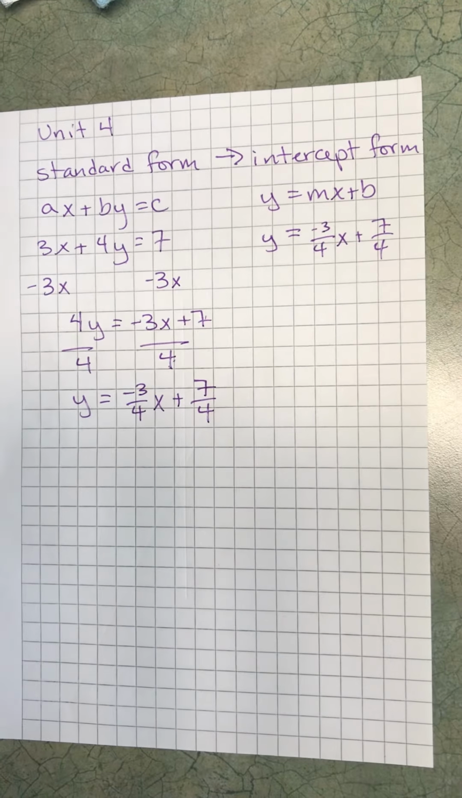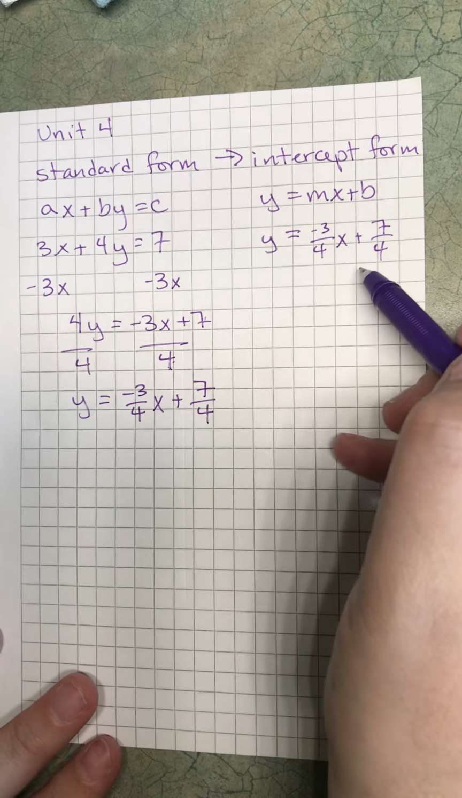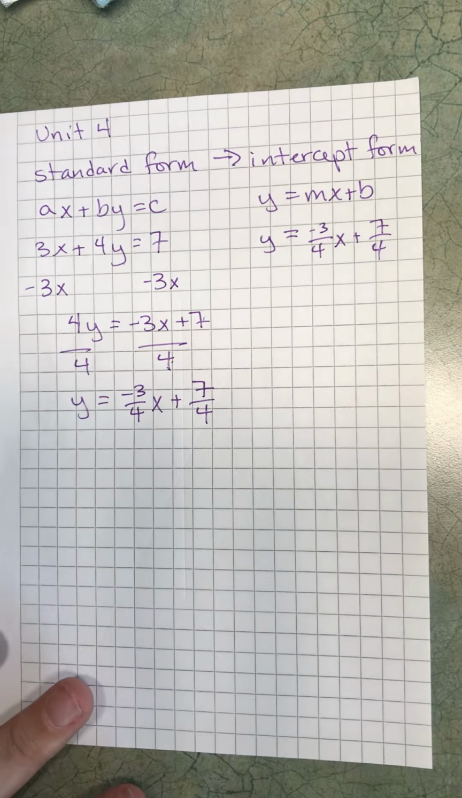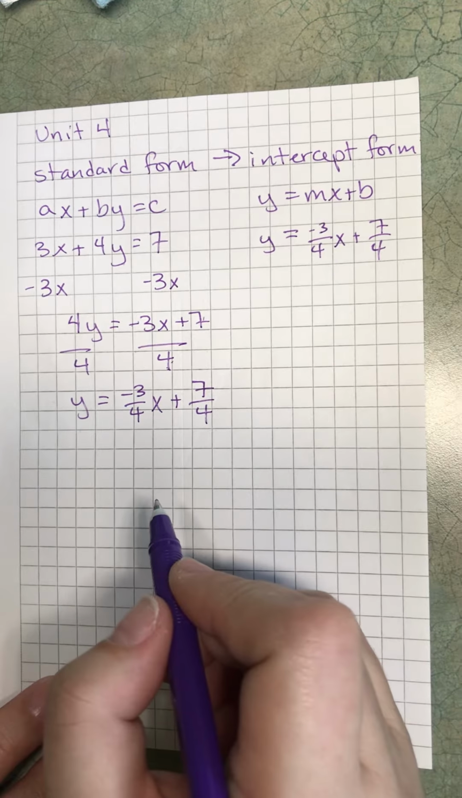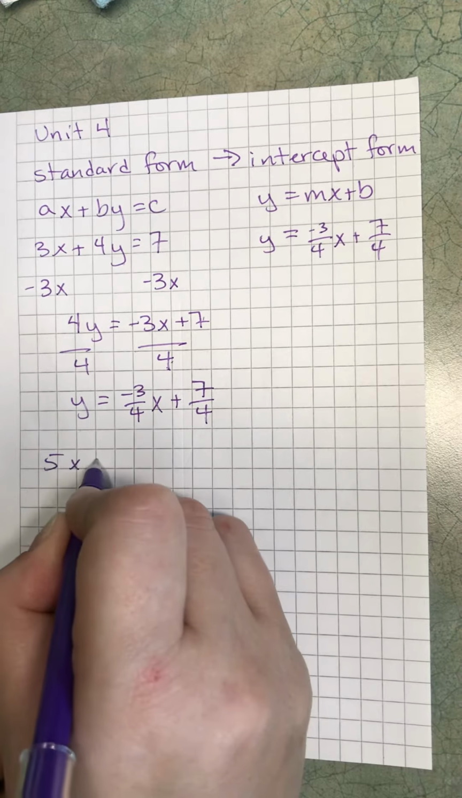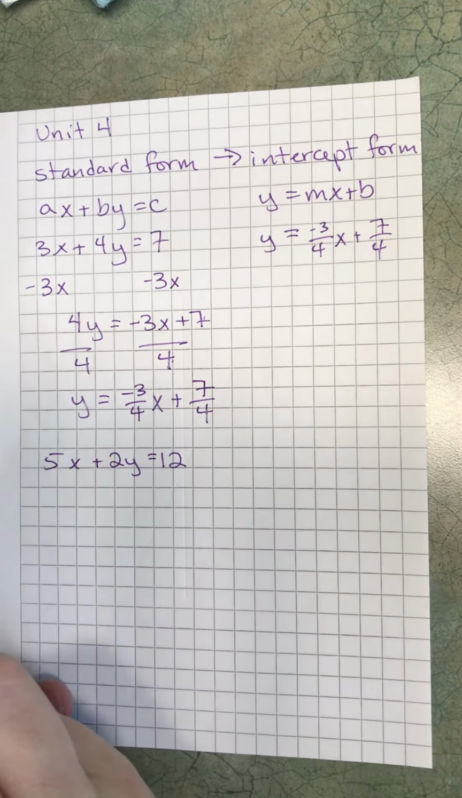And I didn't pick very good numbers, so this is going to be pretty challenging to graph, but you get the idea. So let's do another example that might work out a little better for us. 5x plus 2y equals 12, and this is from your workbook.